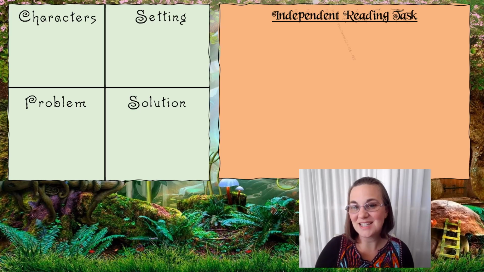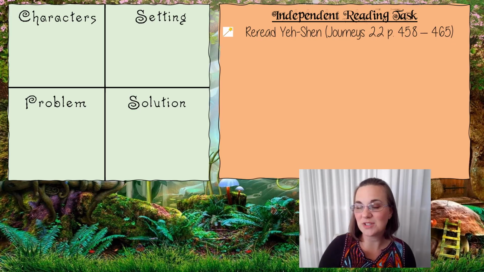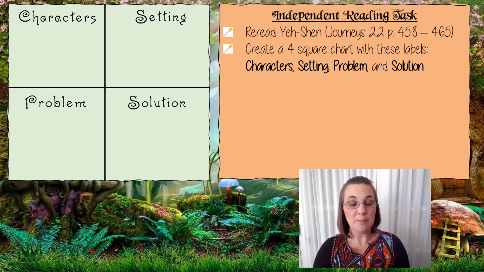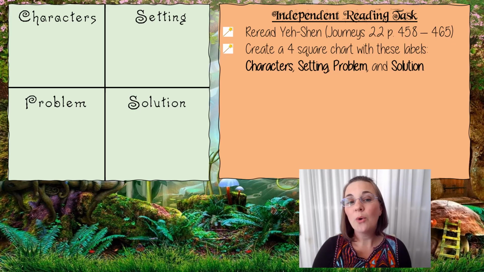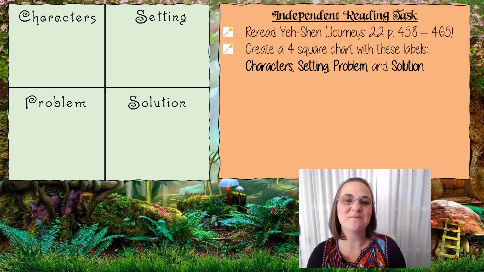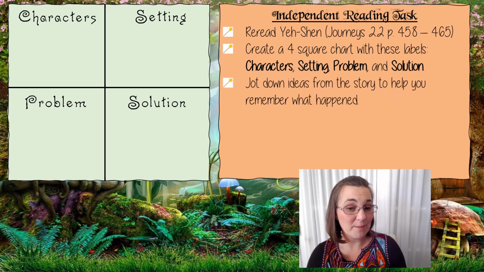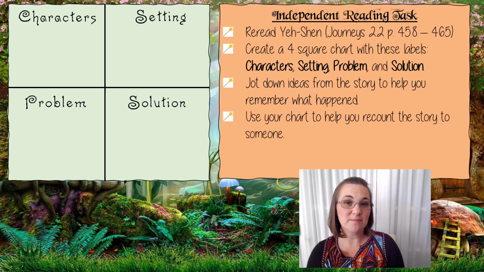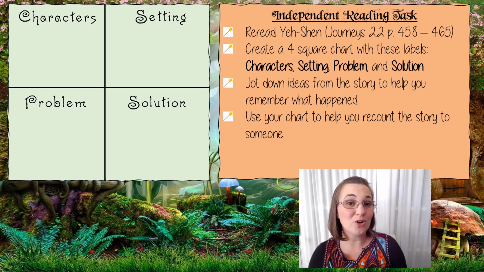Today, your independent reading task is to go back and reread Ye Shen in your Journeys 2.2. Then I want you to make a 4-square chart. You can do it on a piece of paper or in your reading notebook and label it character, setting, problem, and solution, or CSPS if you remember what those letters will mean. You are going to jot down ideas from the story to help you remember what happened. And then you're going to use your chart to help you recount the story to someone. Same work we did yesterday, but this time you're doing it with a fairy tale from another culture.